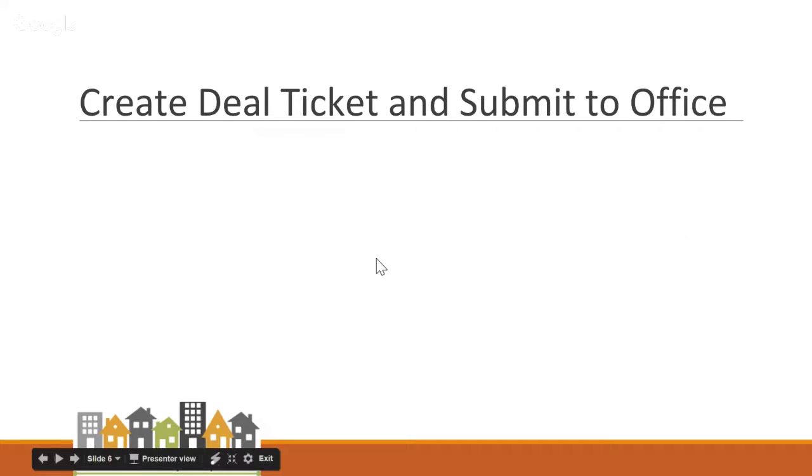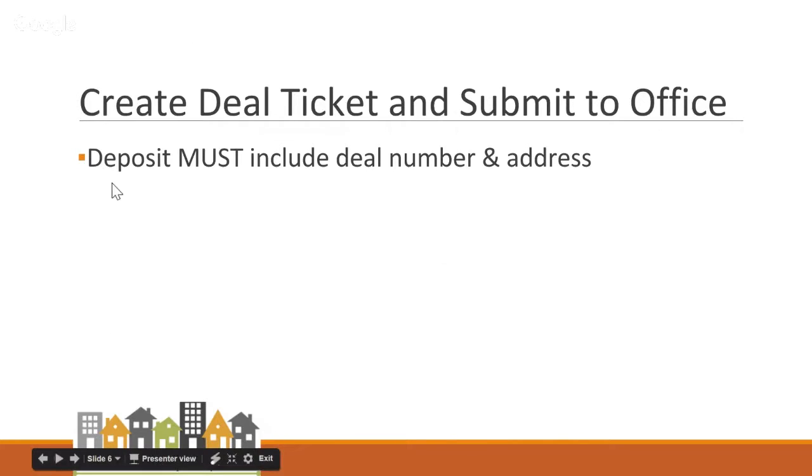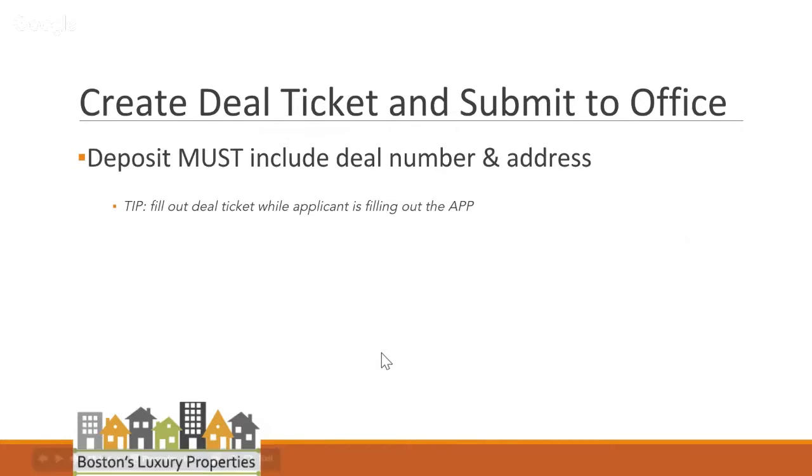All right, the next thing we need to do is create a deal ticket and submit it to the office. The deposit must be included with the deal number and address of the apartment on the check. Fill out the deal ticket while the applicant is filling out the application. Okay, you want to get this done quickly. You don't want to spend all day in the office doing paperwork. So while they're filling out the applications, you fill out the deal ticket.